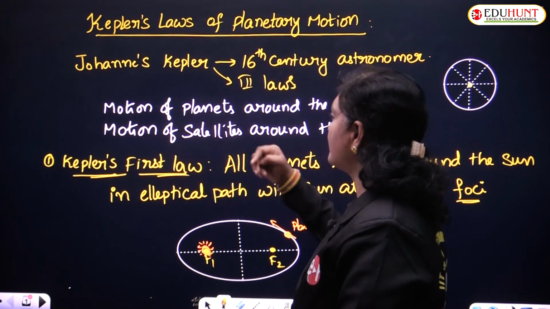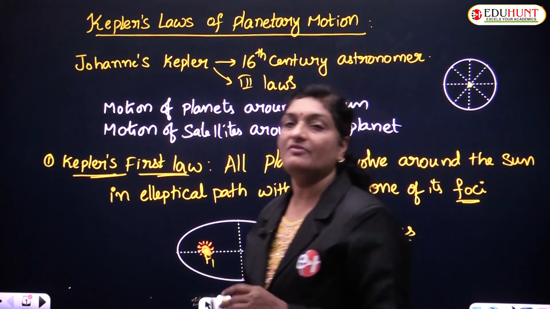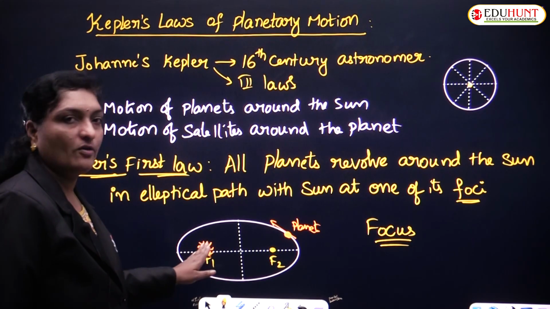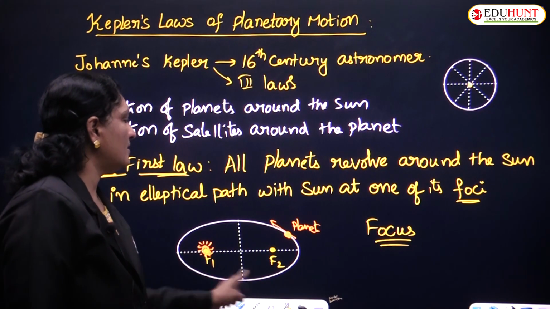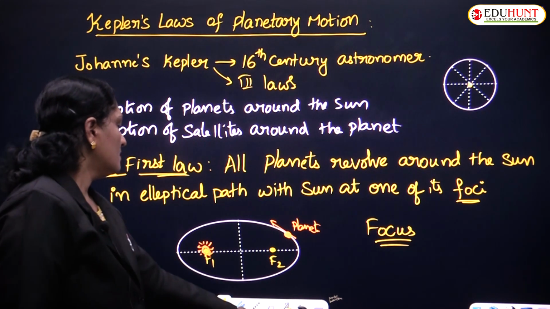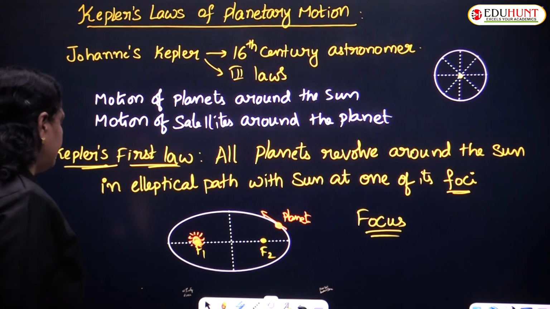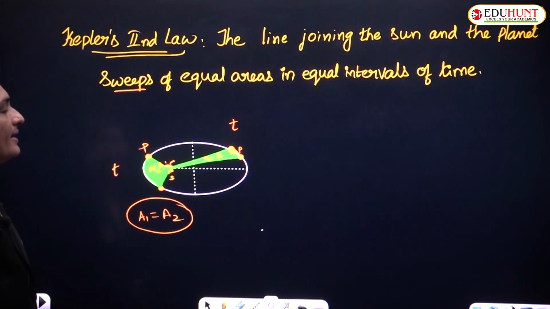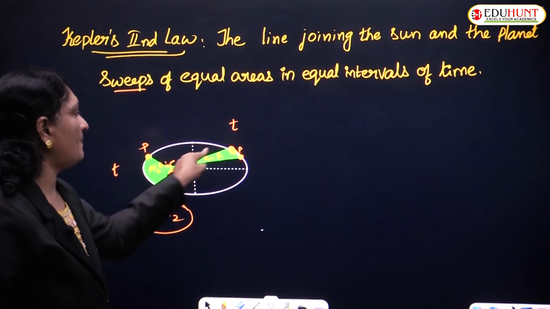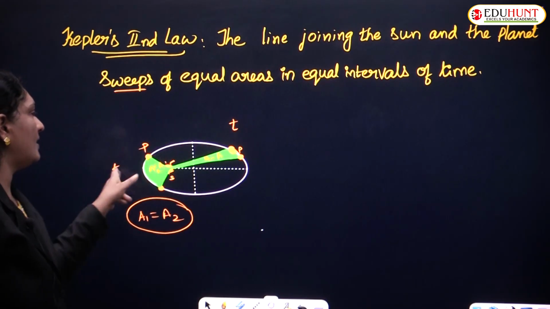So first of all, what is Kepler's first law? Kepler's first law says that all planets revolve round the sun in an elliptical path with the sun at one of its foci. So that means keeping the sun at one of the foci, all planets will be revolving round the sun in which path? Elliptical path. Okay, children. So now let us also try to understand Kepler's second law. What is Kepler's second law? The line joining the sun and the planet sweeps out, covers equal areas in equal amounts of time.